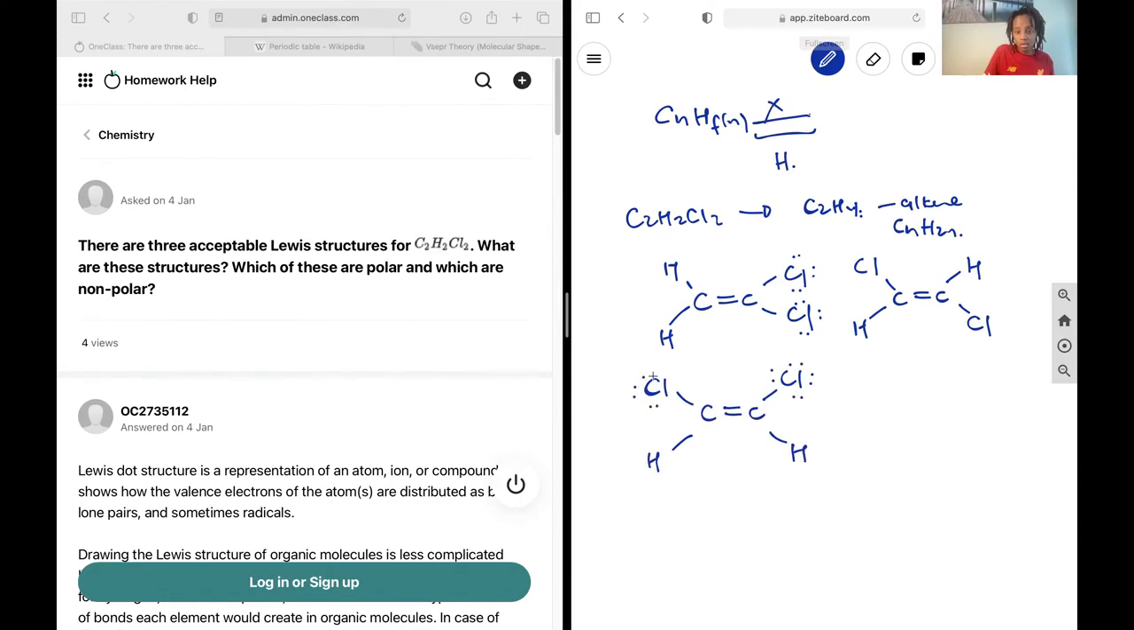We haven't changed any of the formal charges, we haven't changed any of the valence electrons, we've just moved where the chlorines are. And so these are the three acceptable Lewis structures because all of them check out in terms of the counting.